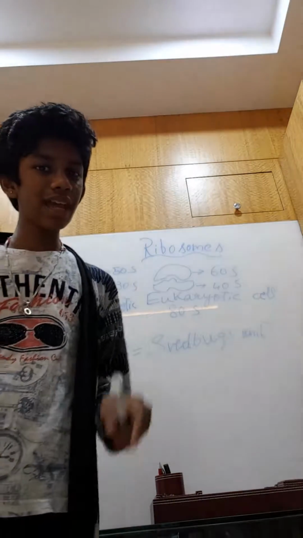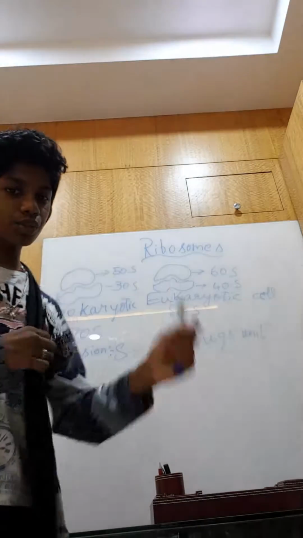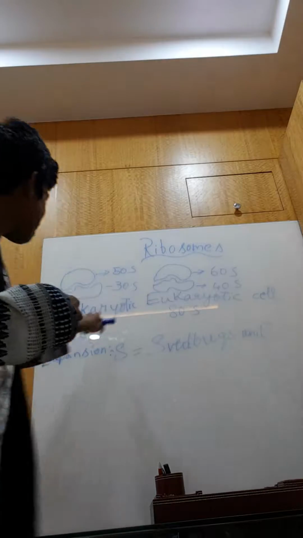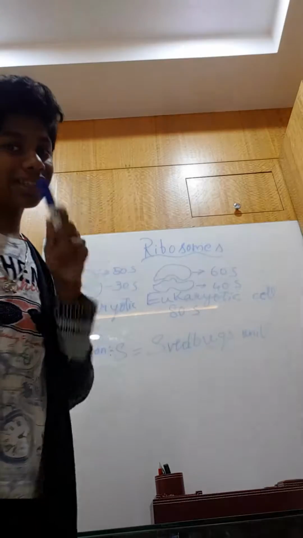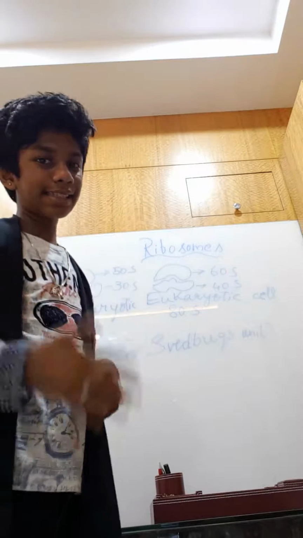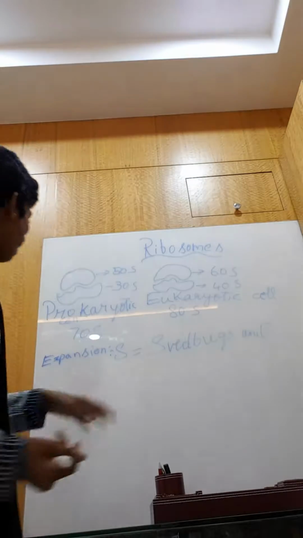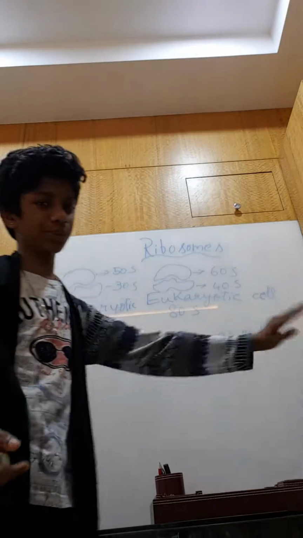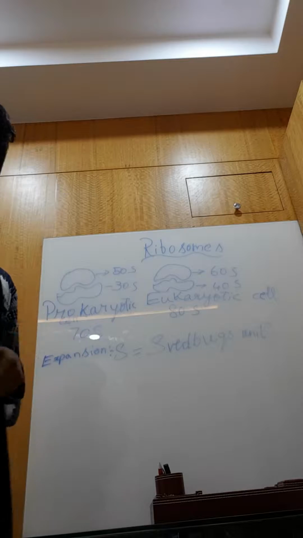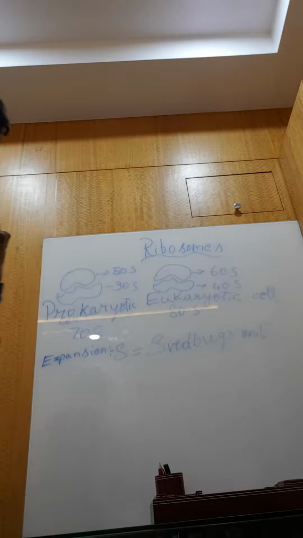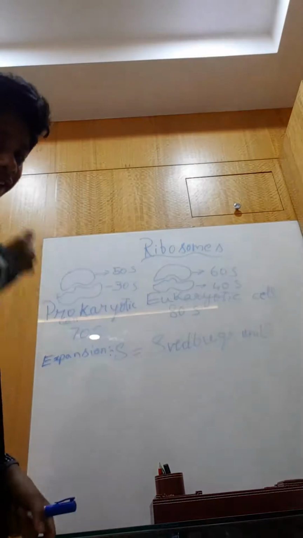As I said, these ribosomes are in two different types. One is 80S and the other is 70S. People may ask, what is S? So I have written the expansion also. S means Svedberg unit. You can see the spelling. There are two types of ribosomes, as I said, 80S and 70S.